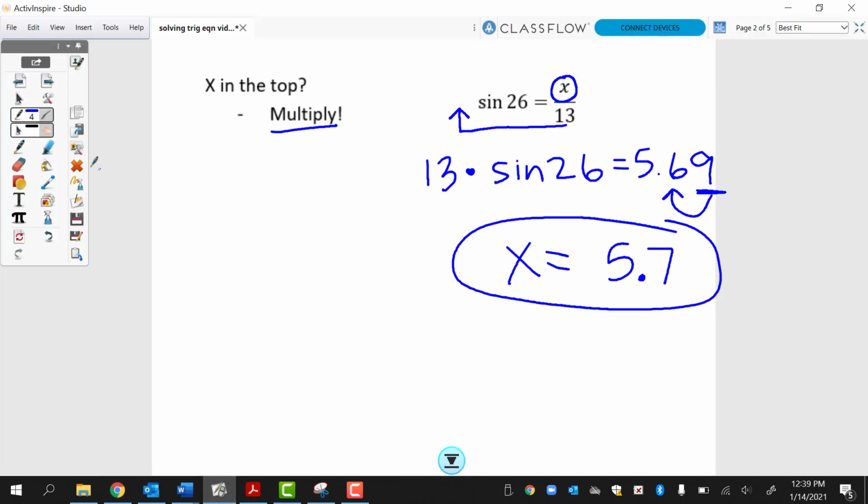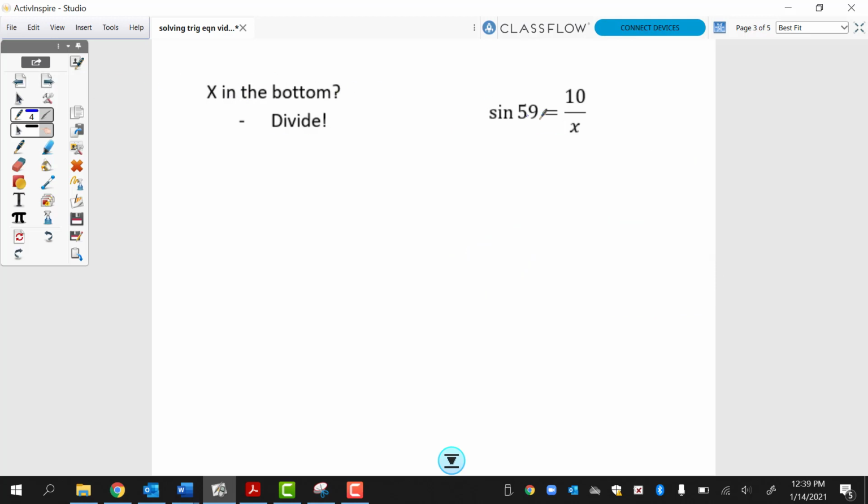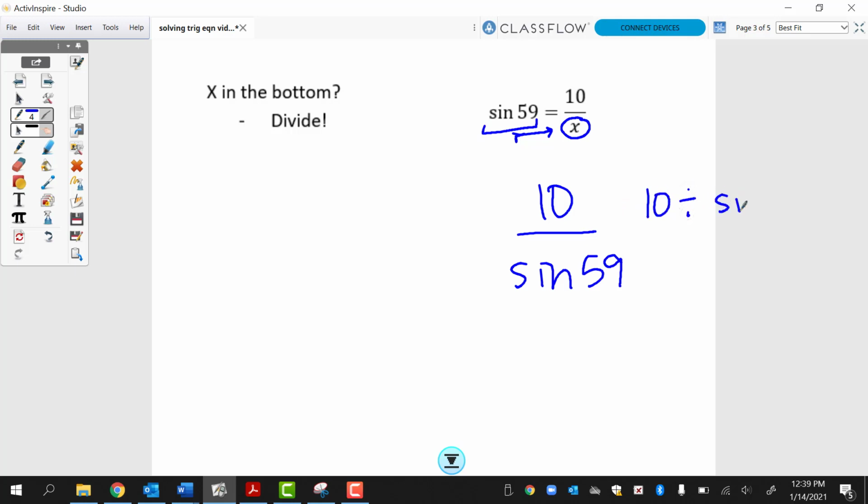Okay, so if your x is on the top, we're going to multiply. If the x is in the bottom of the fraction, like this one is, then we're going to divide. So what am I dividing? I'm dividing the things that I have left over. Whatever's in the top of the fraction is going to stay in the top, and then you take this, and that's what you're dividing by. So basically, you're switching spots of sine 59 and x. So 10 divided by sine 59. You can type it using the slash, or Desmos has the divide button. But we're going to type this in.